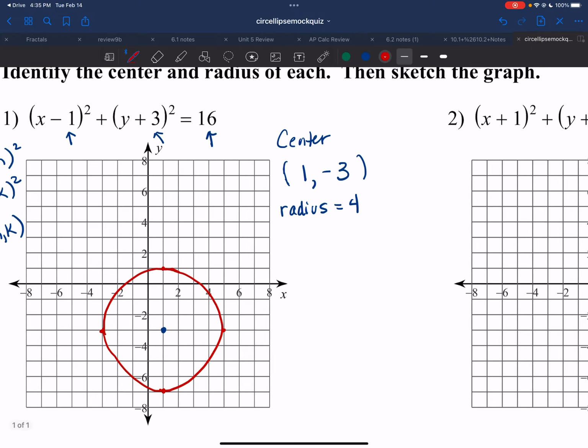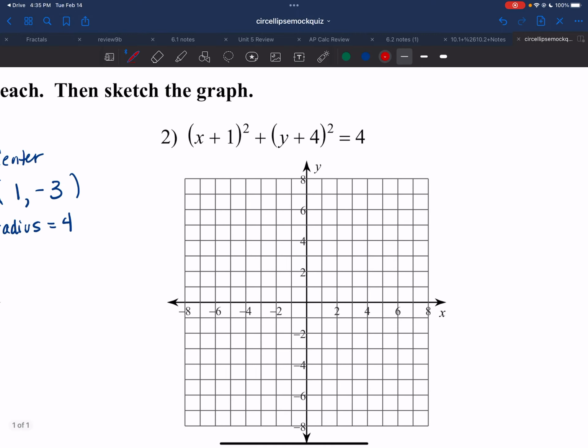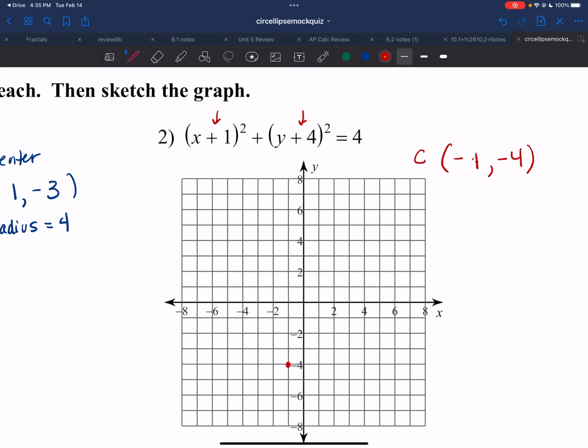The second one, something similar, except I have a plus on both of these, which means my center contains both negative numbers. So negative 1 and then negative 4. So negative 1, negative 4 is right here. And my radius squared, right? That's what that equals, is 4. So that means my radius is equal to 2. So I'm going to go up 2, down 2, over 2, and over 2 this way. And I should have a value something like this.